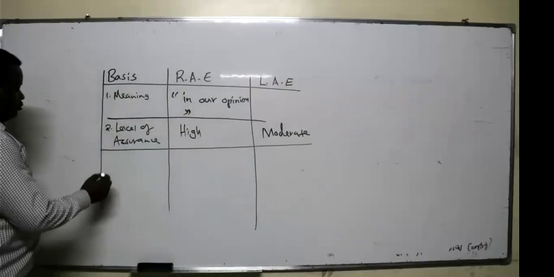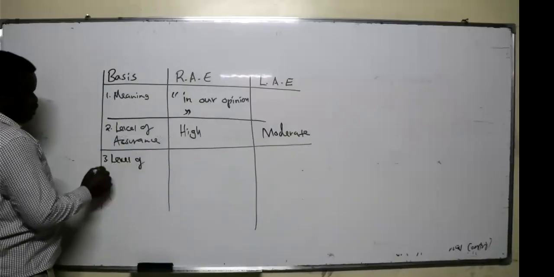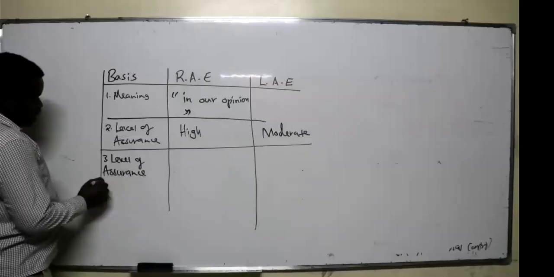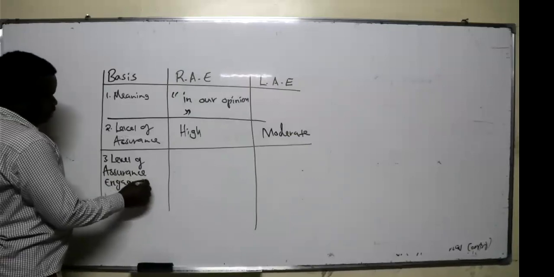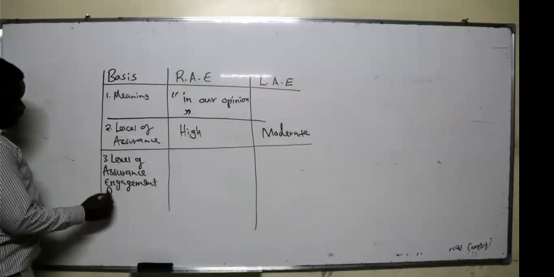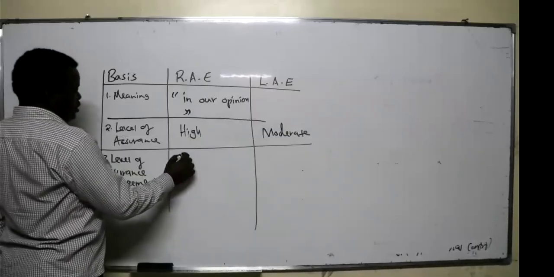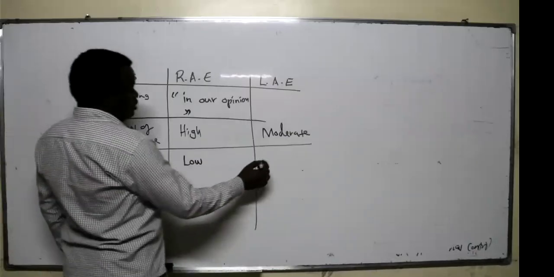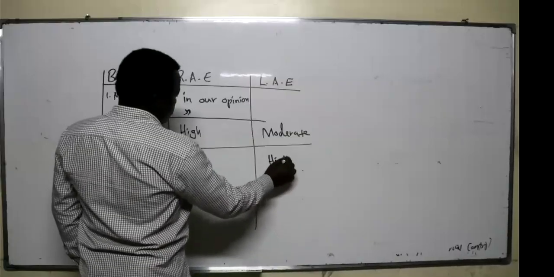Number 3 is the level of assurance, engagement risk. Here the risk is very low. This side the risk is high.